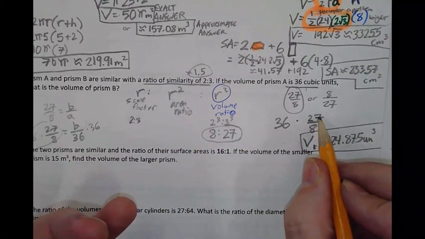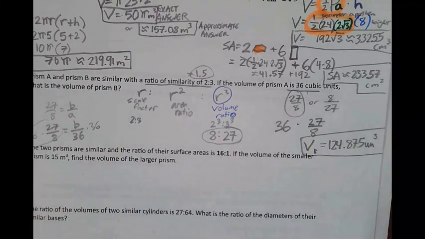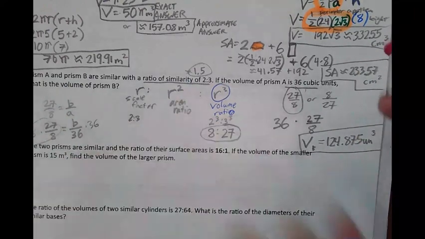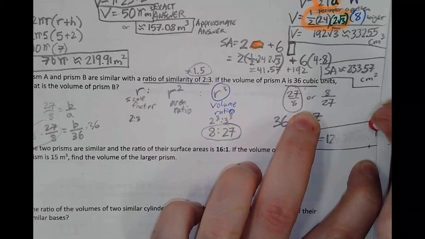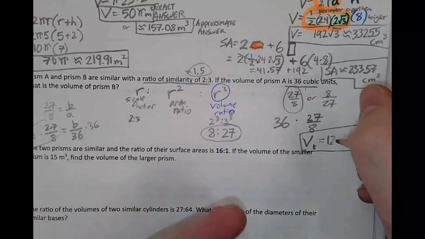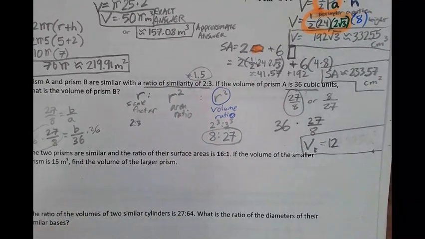36 times 27 divided by 8. It's 121.5. So, calculator error. The answer should not be the number that my calculator gave me earlier, so let's recalculate it. 36 times 27 divided by 8. The answer is 20.25. Okay, let's try it again.